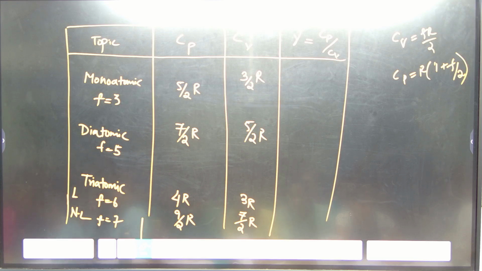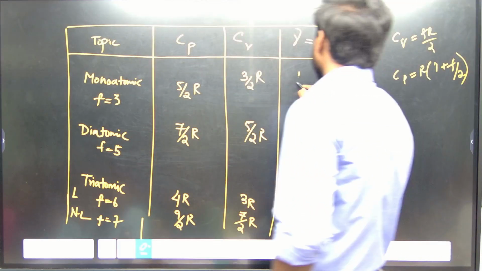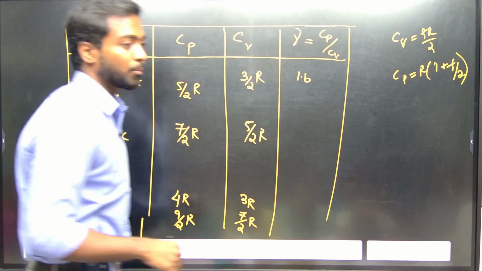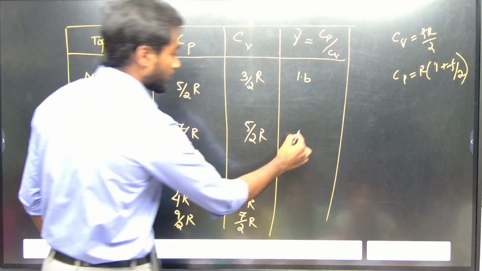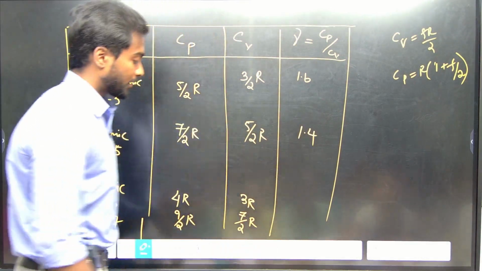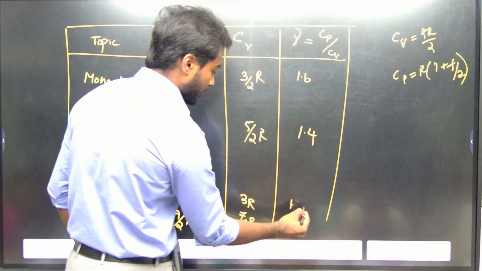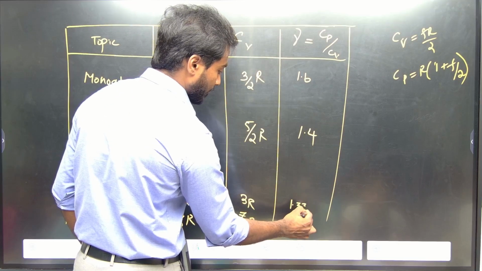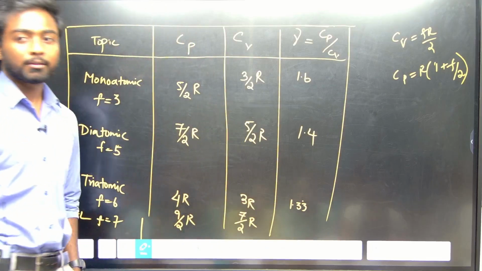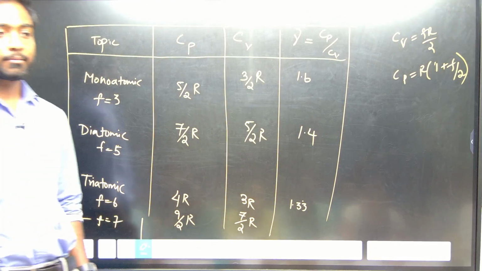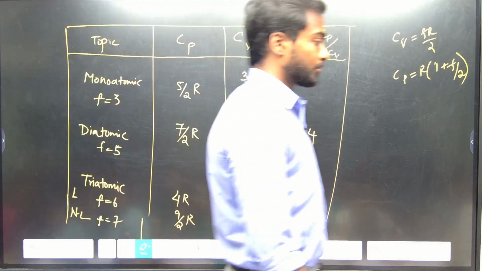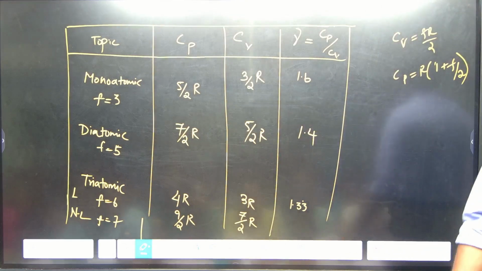One is 1.6. Second one is 1.4. Third one is 1.33. Okay. And the last one is 1.2.